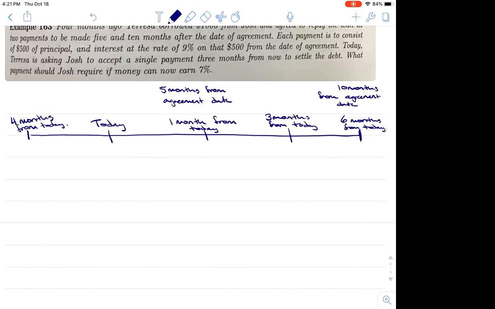That's 7 months from the agreement date, right? And so that's how you could figure out which one is which as well. Right, so either way is fine. I'll just put it on here.